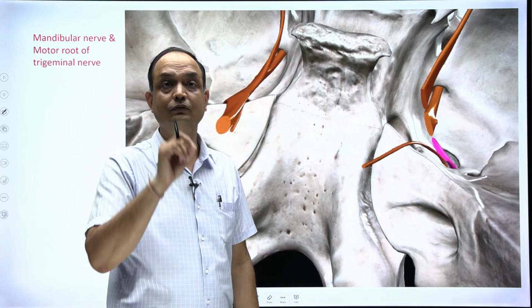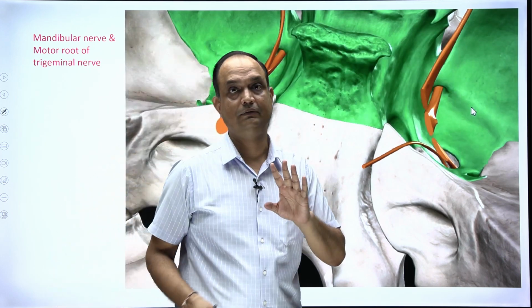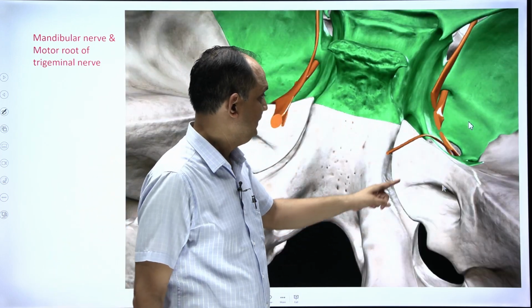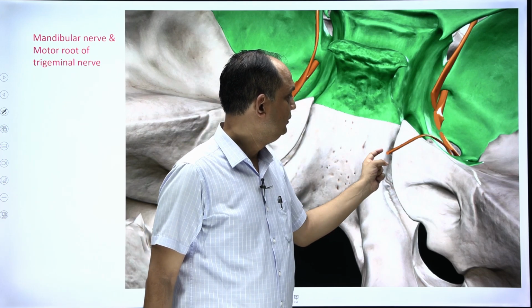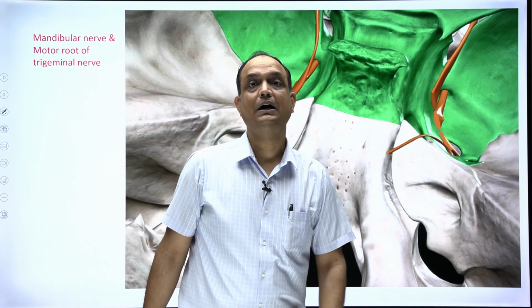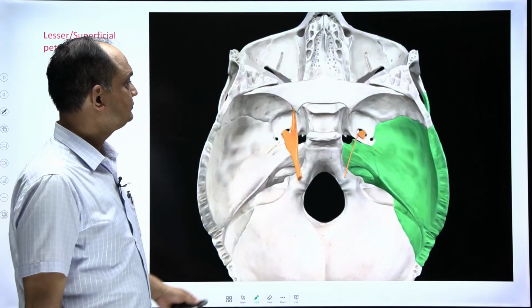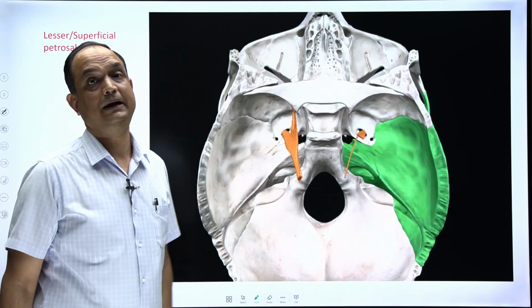because sometimes you get this question: how many nerves are related to the foramen ovale? There are three. One is the lesser petrosal nerve, and apart from that there are these two: one is the motor root, and the other is the sensory part of the trigeminal, which is known as the mandibular. Clear? Now we will move to the lesser petrosal nerve.